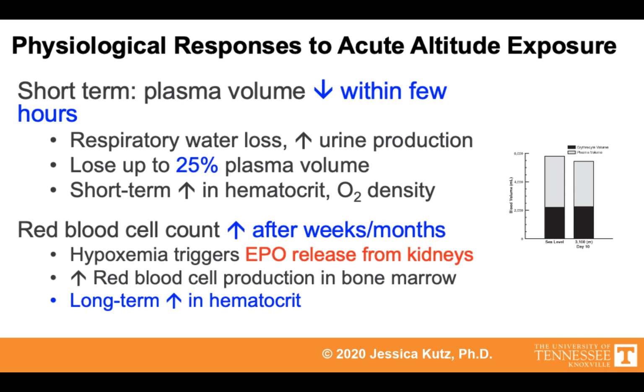However, after many weeks, even months, a very long-term adaptation to altitude exposure is we actually start to see EPO being released from the kidneys, and this stands for erythropoietin. EPO specifically acts on the bone marrow to produce red blood cells. So it's trying to increase the red blood cell count as a way to increase the oxygen carrying capacity of the blood. And this is a long-term adaptation. So hopefully you're going to have this adaptation to, in a sense, try and offset this loss in plasma volume that's going to occur, to try and increase your oxygen carrying capacity of your blood.